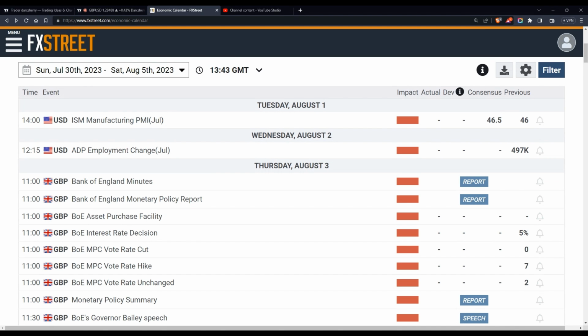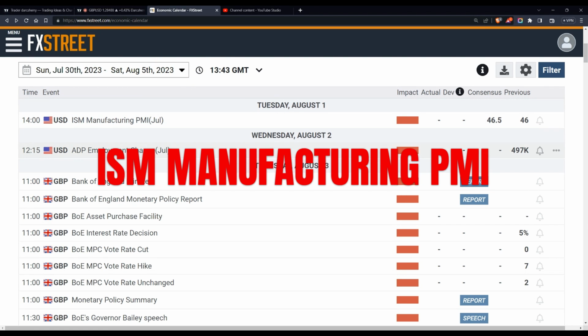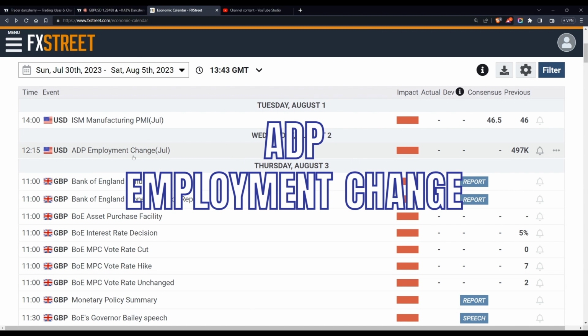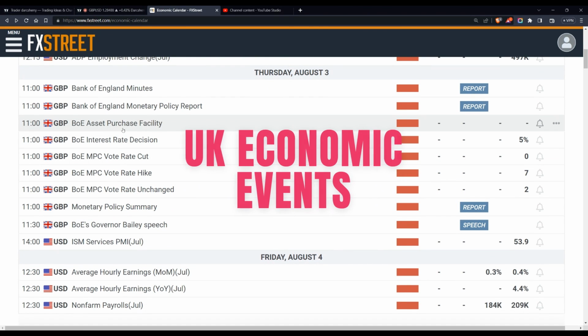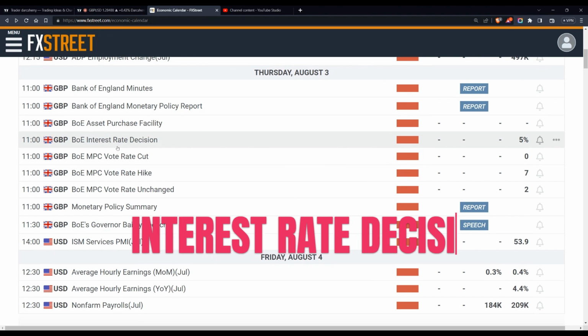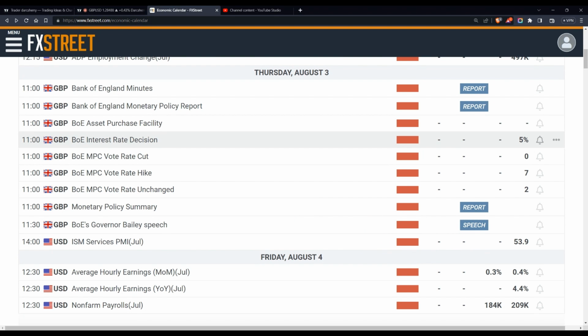So at the beginning of the week, on Tuesday, August 1st, we have the ISM manufacturing PMI from the US economic docket. And on Wednesday, we have the ADP employment change. Then on Thursday, we have a day jam packed with a series of high impact events coming in from the UK economic docket, which of course will be happening simultaneously. And one of the most important ones here is the interest rate decision, which of course the majority in the market will be looking forward to.